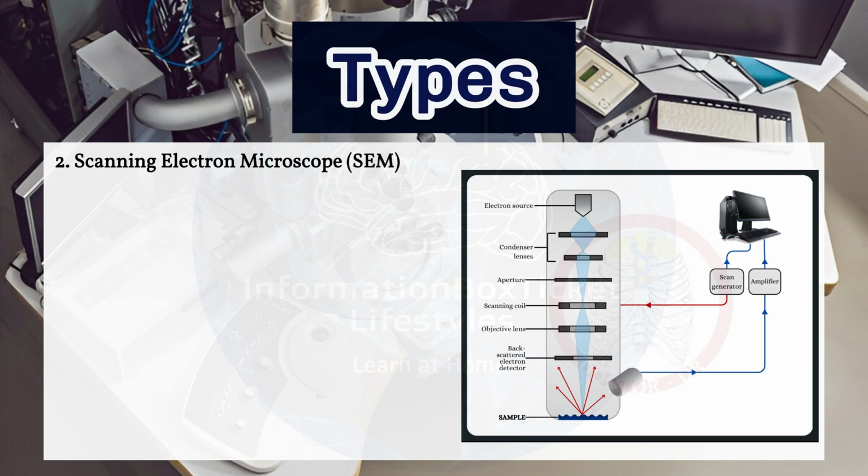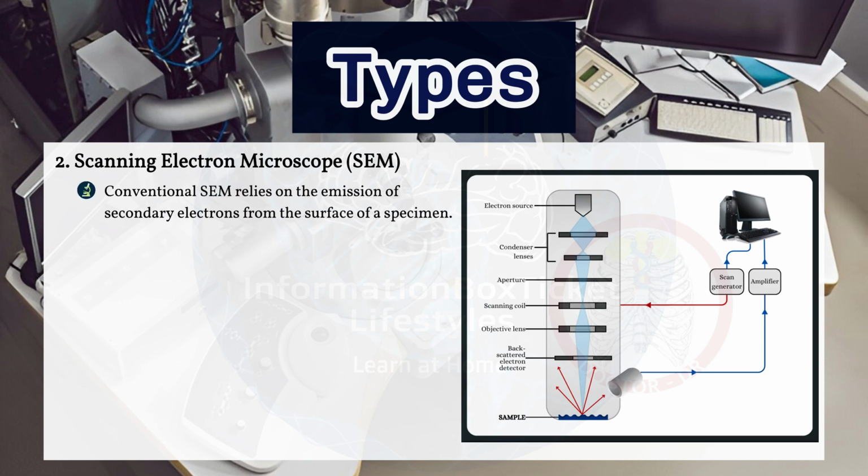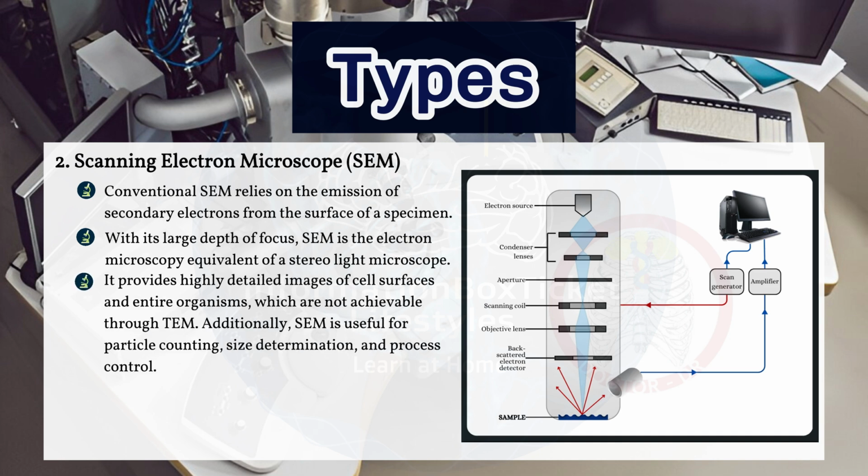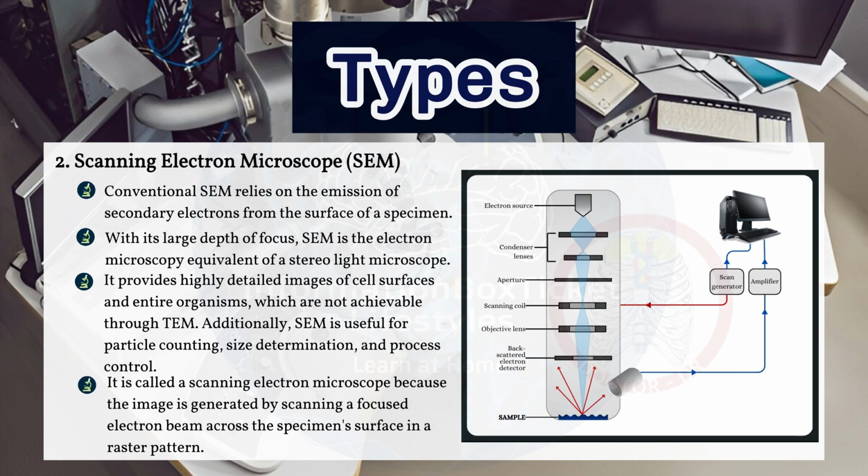2. Scanning electron microscope. Conventional scanning electron microscope relies on the emission of secondary electrons from the surface of a specimen. With its large depth of focus, scanning electron microscope is the electron microscopy equivalent of a stereo light microscope. It provides highly detailed images of cell surfaces and entire organisms, which are not achievable through transmission electron microscope. Additionally, scanning electron microscope is useful for particle counting, size determination, and process control. It is called a scanning electron microscope because the image is generated by scanning a focused electron beam across the specimen's surface in a raster pattern.